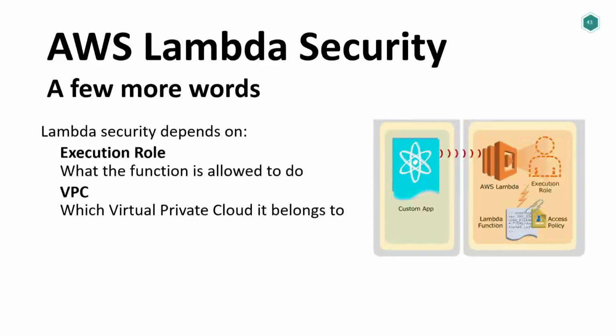Let's talk a bit more about Lambda security before we finish this. So a few more words. Lambda security depends on two main parameters, execution role and VPC. The execution role means whatever the function is allowed to do. You can get really into fine-grained permissions there if you know it and if you want to do that. VPC is which virtual private cloud the Lambda function belongs to and can communicate with.